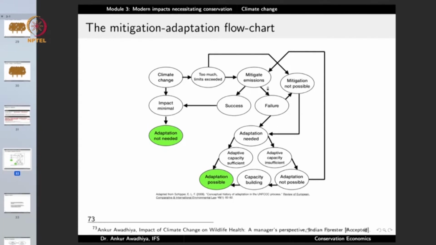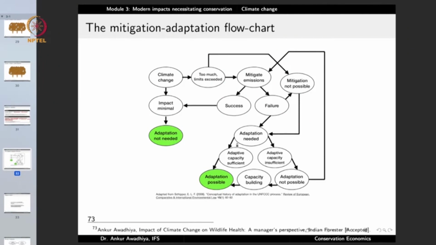But if you get a failure, so you tried to mitigate the emissions, you tried to bring the levels of greenhouse gases down, but it resulted in a failure. You could not do anything. Then you will decide that mitigation is now not possible, which means that the only option that you have now is adaptation.